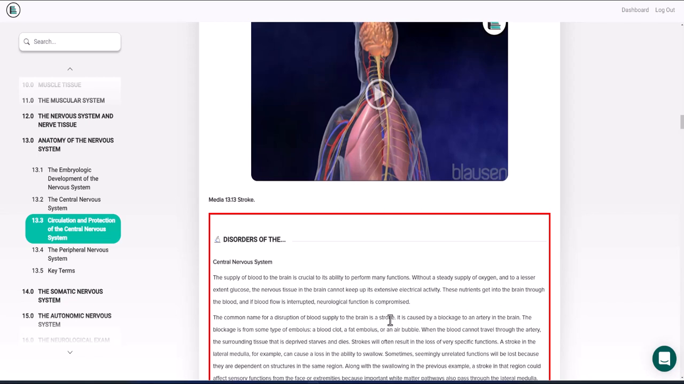So in addition to an aneurysm where the blood vessel bursts, there can also be a disruption of blood flow to the brain from a blood clot.